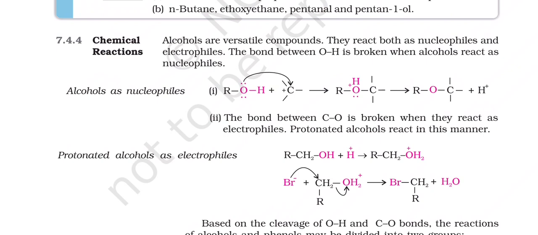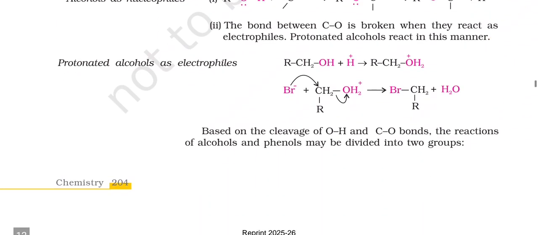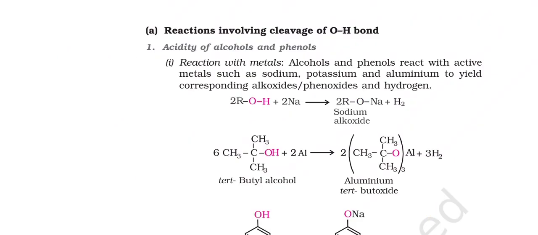Chemical reactions. Alcohols are versatile compounds. They react both as nucleophiles and electrophiles. The O-H bond is broken when alcohols react as nucleophiles. The C-O bond is broken when they react as electrophiles. Protonated alcohols react in this manner. Based on the cleavage of the O-H and C-O bonds, the reactions of alcohol and phenol may be divided into two groups. Reactions involving cleavage of the O-H bond.